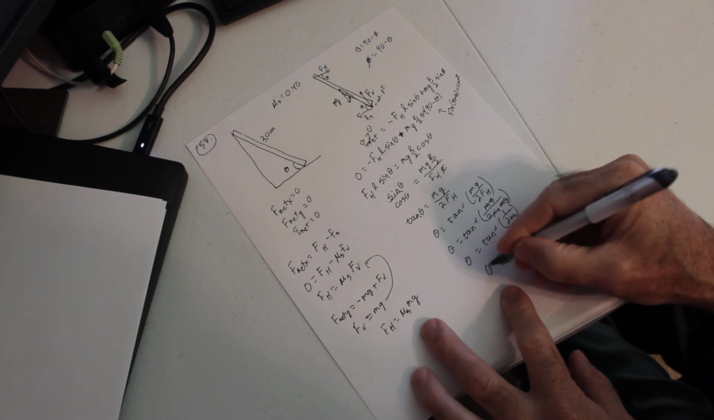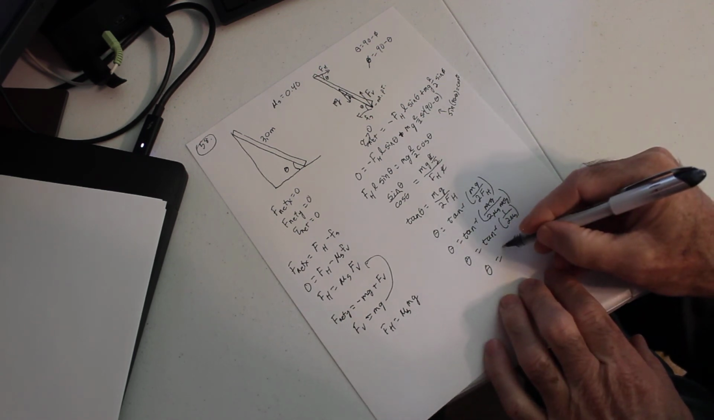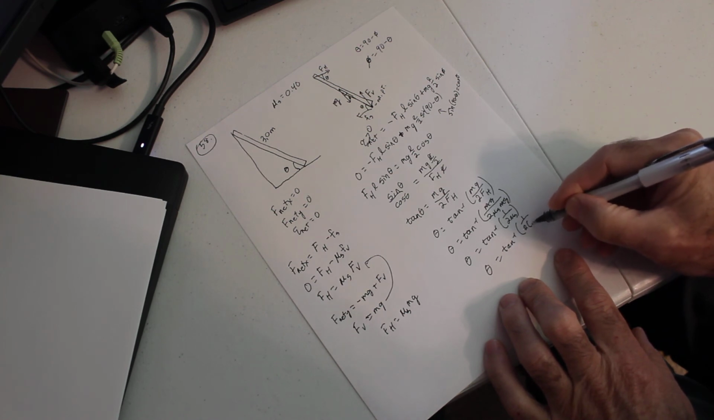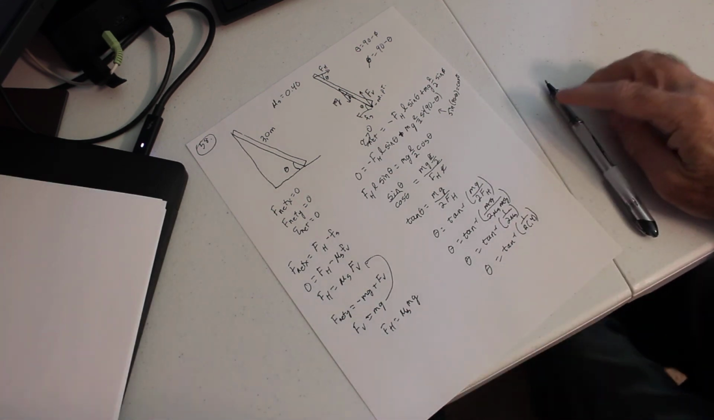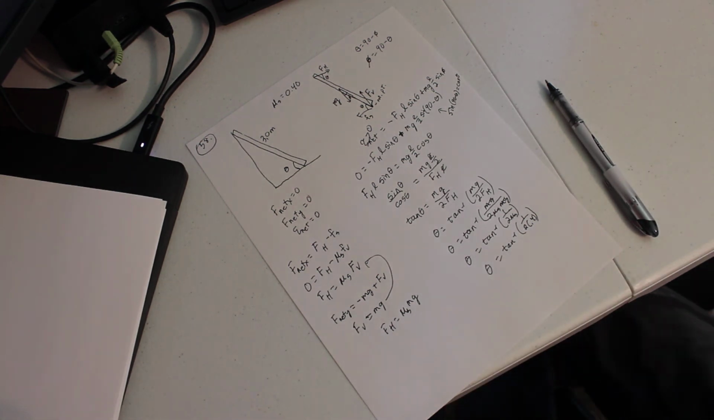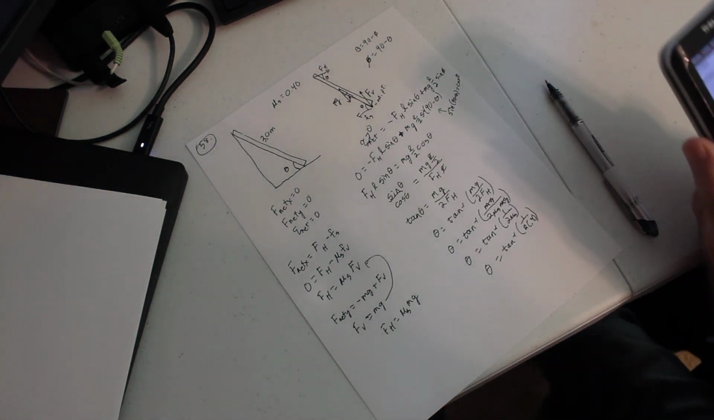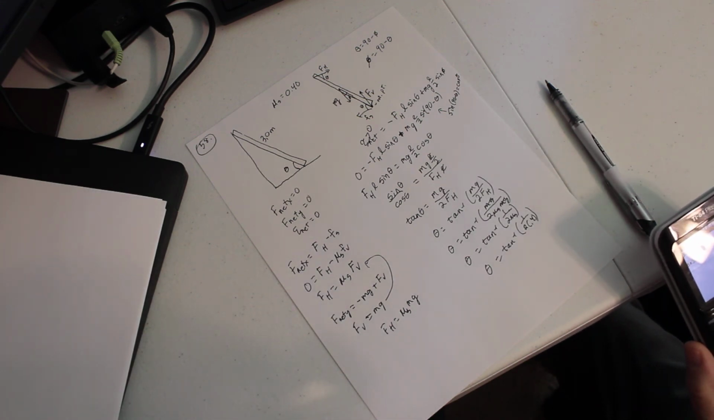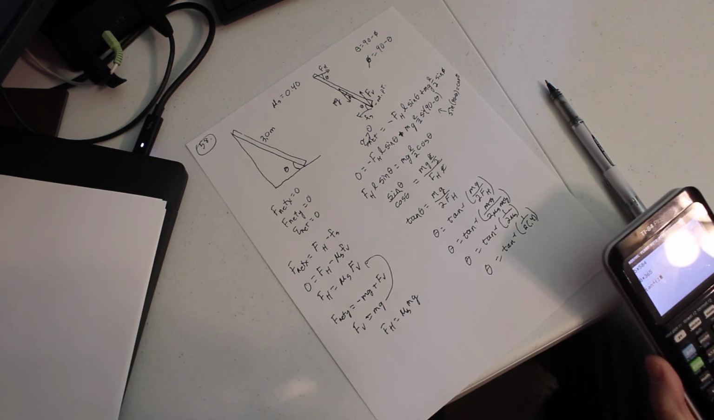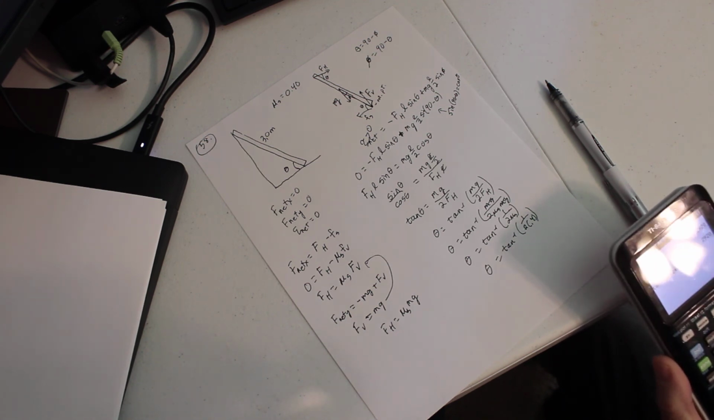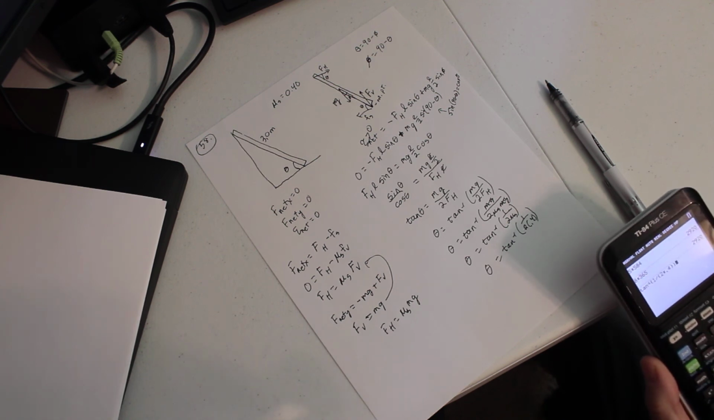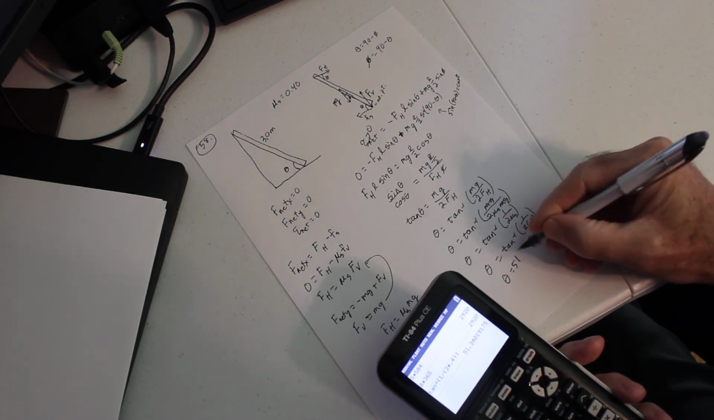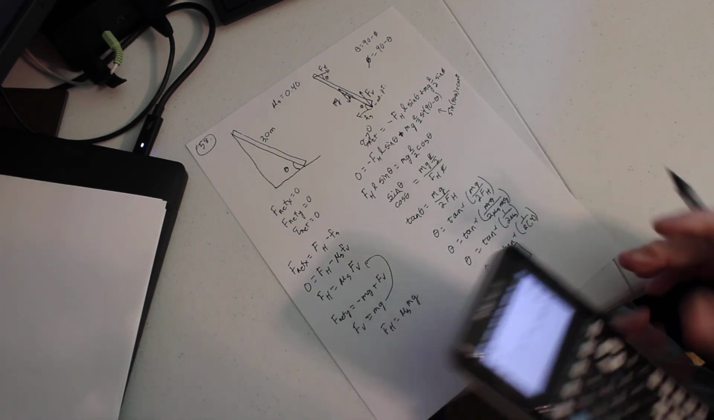When you do that, you get theta is equal to the inverse tangent of 1 over 2 times 0.4. Let me grab my calculator here. The inverse tangent of 1 divided by 2 times 0.4 is equal to 51 degrees. And that is your answer.